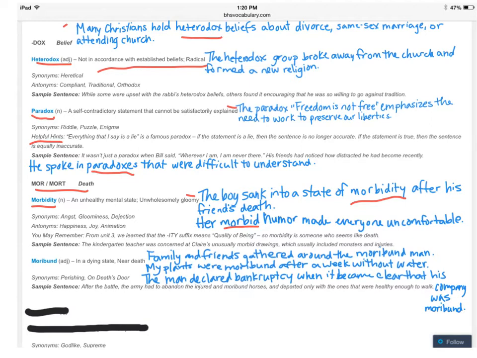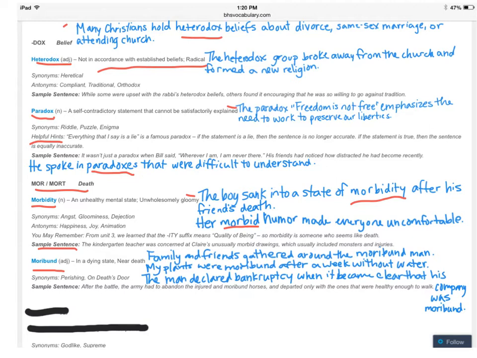The sample sentence down here, the kindergarten teacher was concerned at Claire's unusually morbid drawings, which usually included monsters and injuries. So if a child is drawing things that are death-like, that would be morbid drawings. Your second death word is moribund, which means in a dying state or near death. So whereas morbidity is about thoughts about death, moribund really means literally dying.